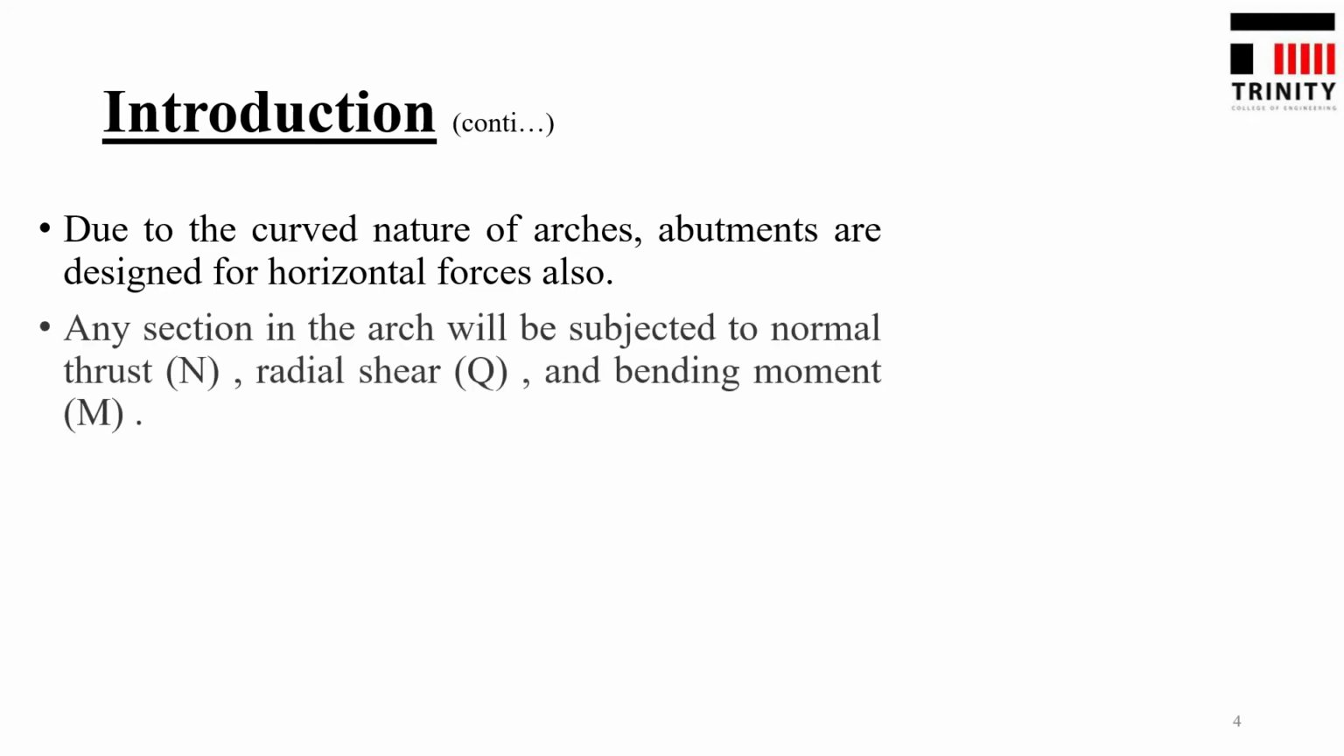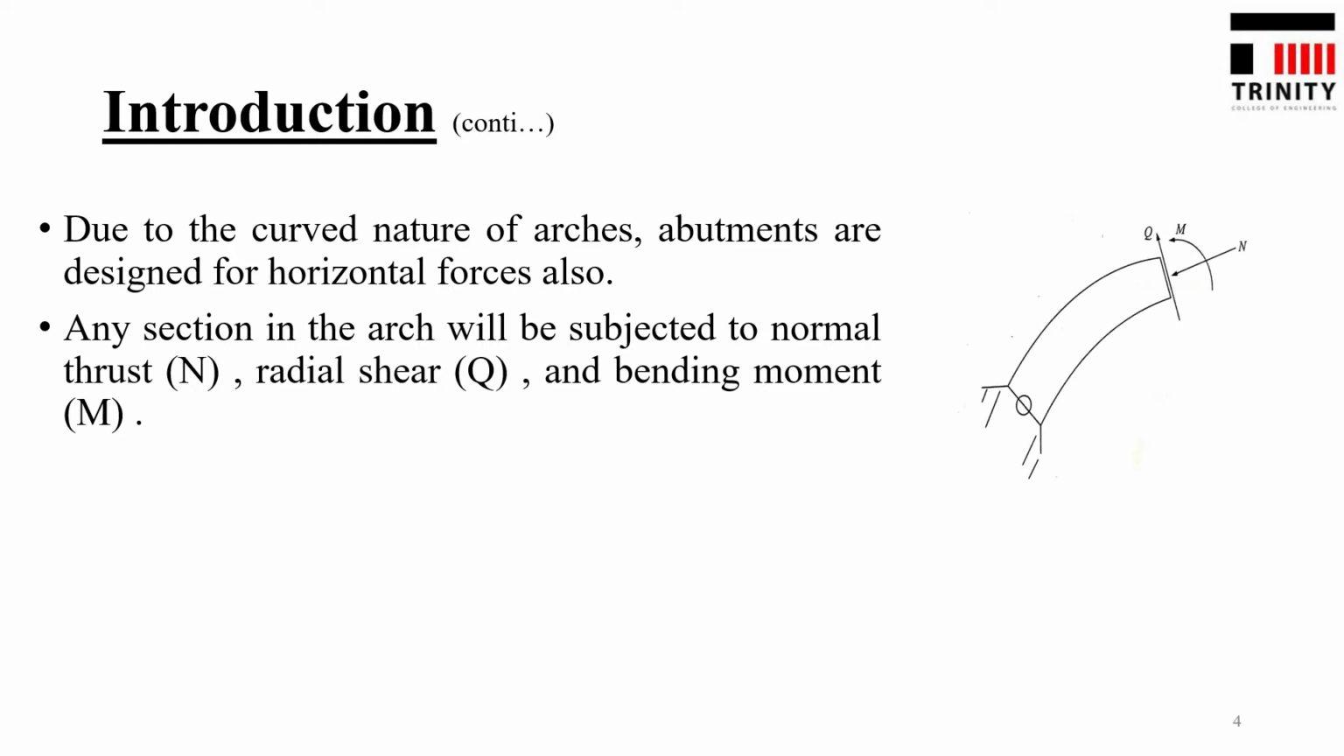Then any section in the arch will be subjected to normal thrust, radial shear and bending moment. In case of a simply supported beam, for any section, there will be a shear force and a bending moment. But in case of an arch, if you consider any section, there will be a normal thrust which is denoted by N, radial shear which is denoted by Q and a bending moment which is denoted by M.